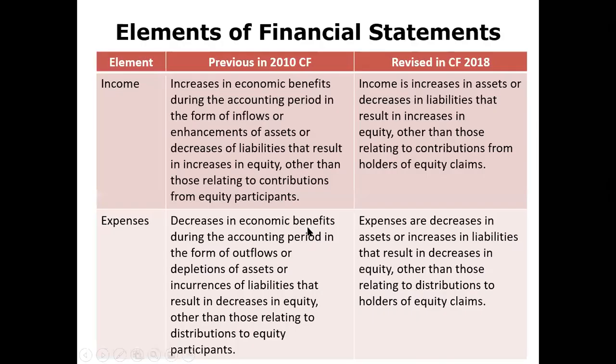Let's move on to the third one. It's about income. Similarly, when it comes to income and expenses, the definition we had in the 2010 conceptual framework was overly complex. But having identified that, in 2018 we made it pretty simple. We captured the substance and made it pretty simple. So when it comes to an income, it's all about an increase in assets or a decrease in liabilities, which leads to an increase in equity.